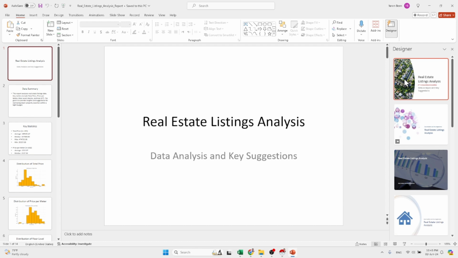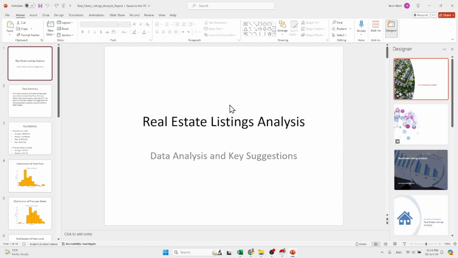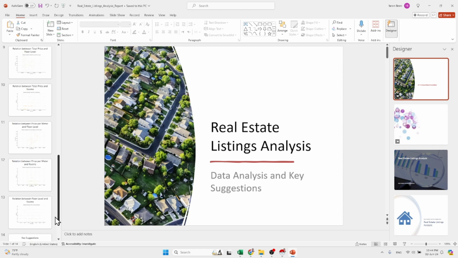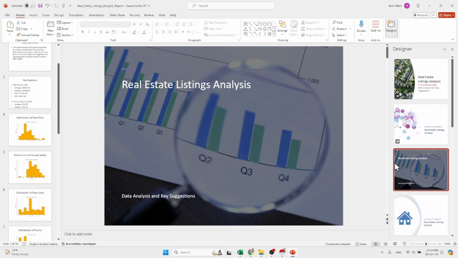So you can see it automatically suggests designs that are relevant. So let me click this and see how it changes the design. So let's undo this. You can see just blank, no design. We add this, we have this design. Let's see a different design. Okay. Real estate listings. Okay, this is pretty amazing.